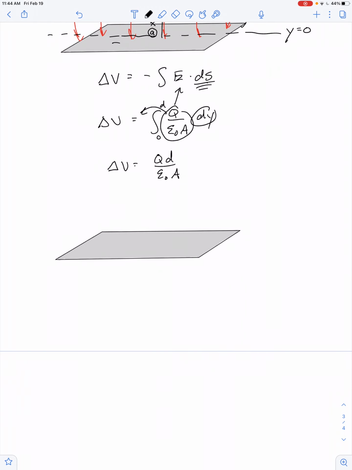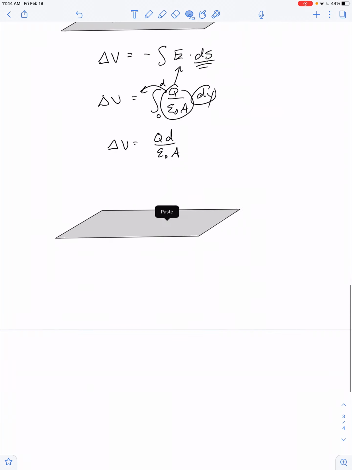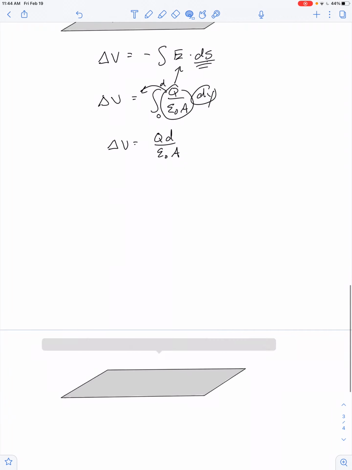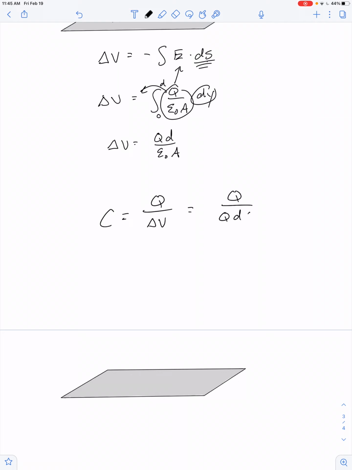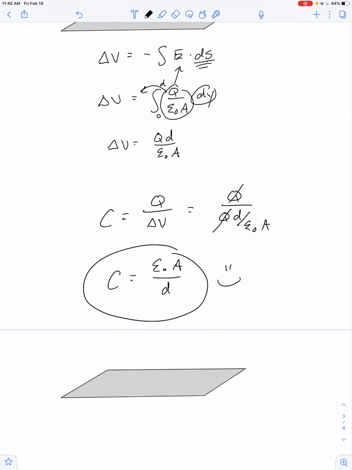And then we can present once again the most fundamental, most general equation that describes capacitors that says capacitance is equal to the charge stored on the positive plate in comparison to the potential difference between the two plates. So this is equal to Q divided by Q d over epsilon naught A. And now the Q cancels out, and we get capacitance is equal to epsilon naught A over d, which is exactly what we were trying to prove. So that worked out nicely.